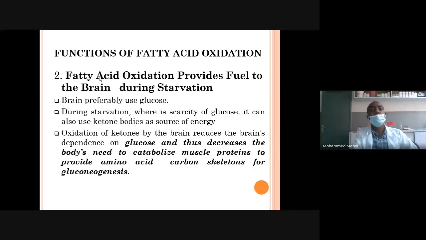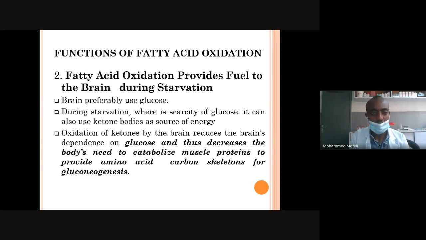The second fate of fatty acid is providing energy for the brain during starvation. How does it provide energy for the brain? It is by making ketone bodies. Ketone bodies are formed, and as a result, we'll have an energy source for the brain. As you know, fatty acids are not able to cross the blood-brain barrier. So we have to convert or oxidize fatty acid to acetyl CoA. Acetyl CoA will be used for ketone body synthesis. The ketone body will be used as an energy source in the brain.